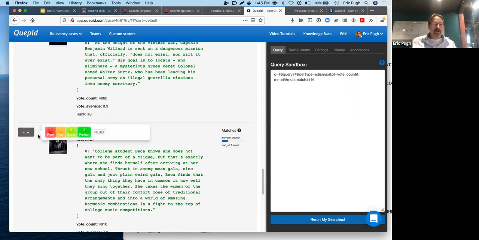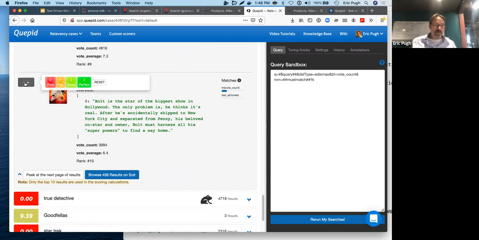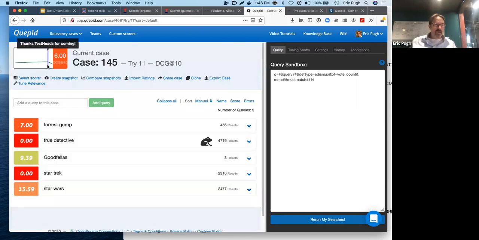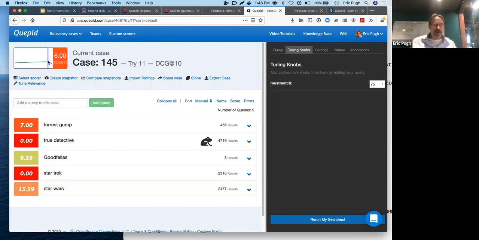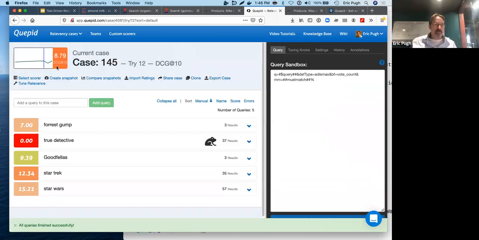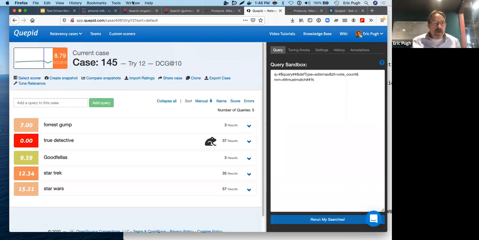I'll finish rating these. As you can see, we spend a lot of time rating documents. So, and there you go. Thanks, TestHeads, for coming. I made a change in my must match using that knob, and I got worse results. So let me go ahead and put that back up to the top. And that's it for the quick demoing, to kind of wrap up.